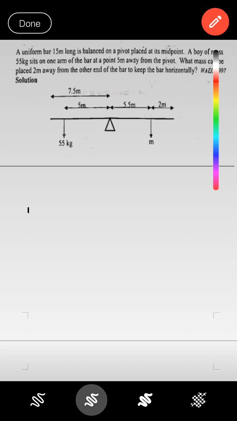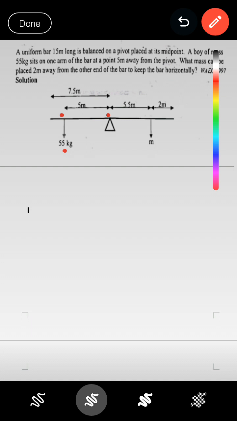So if it is 15 meters, half of 15 will be 7.5. So the pivot will be placed at a distance of 7.5 meters. So that is the distance from the end of the bar to the point of the pivot. So next is a boy of mass 55 kg sits on one arm of the bar at 0.5 meter away from the pivot. So the boy is 55 kg sitting at 0.5 meter away from the pivot. So this is the pivot. From here to here is 0.5 meters.